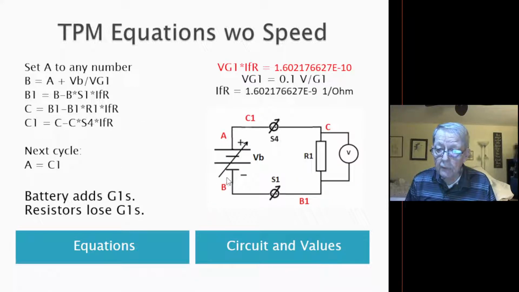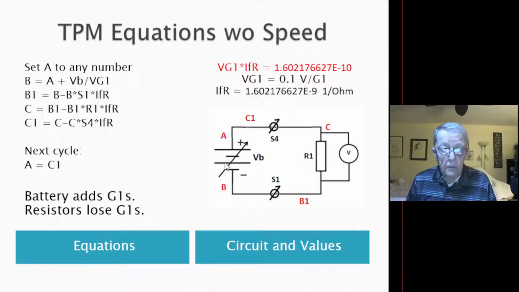But I also have equations from TPM where I don't include the speed of the G1. The G1 flows around like the electron in the opposite direction. And these are the equations for how many G1s are flowing. A enters the battery, B leaves and enters the S1, and so on around the circuit. And these are the equations.